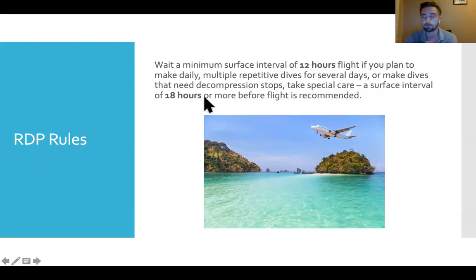But obviously, if we have students or fun diving customers that are renting computers from us, they're not going to have that little icon available to them. So they need to know the RDP rule of 12 hours and 18 hours, and we need to make sure that we're communicating that to all our students to keep them safe as well.